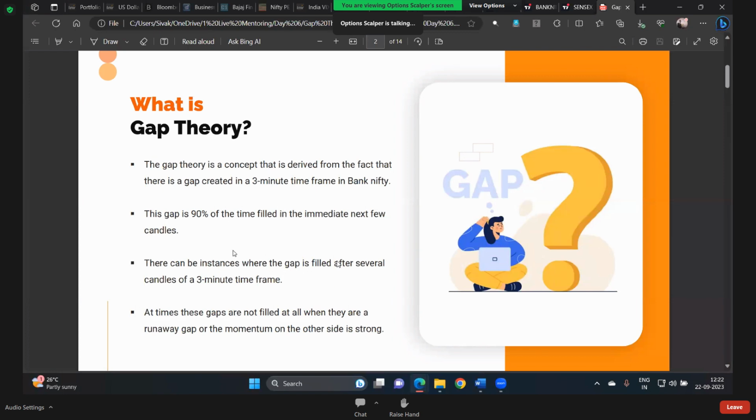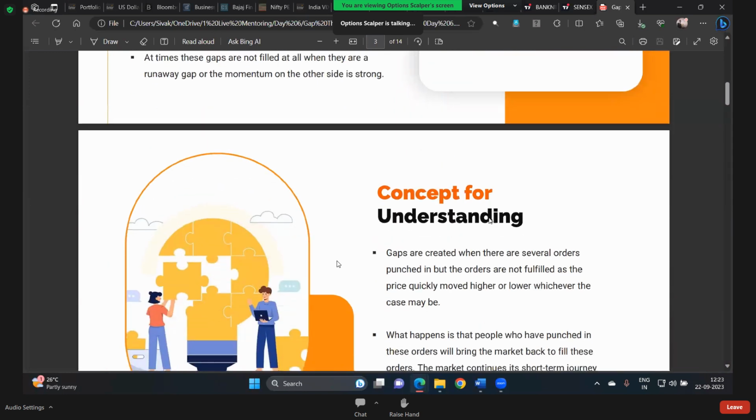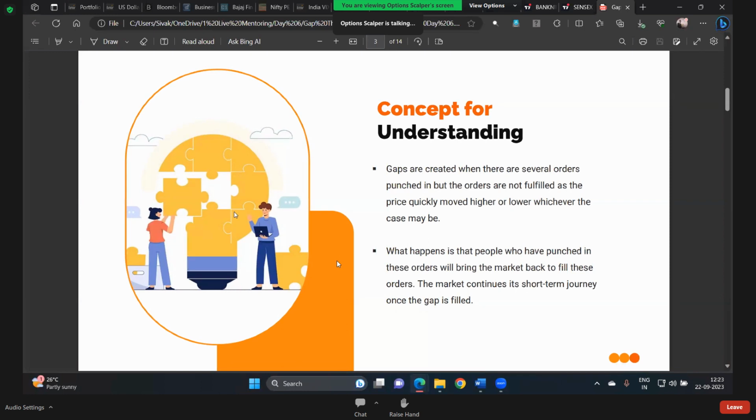Okay. Coming back to the gap, 90% of the time we have seen the gaps getting filled, either within 15, 20, 30 minutes in the next few candles, or on the same day, sometimes the following day. Now, what are the things I need to look at to take a trade on the gap? Gaps are created when several orders are punched in but not fulfilled, as the price quickly moved higher or lower, whichever the case may be.